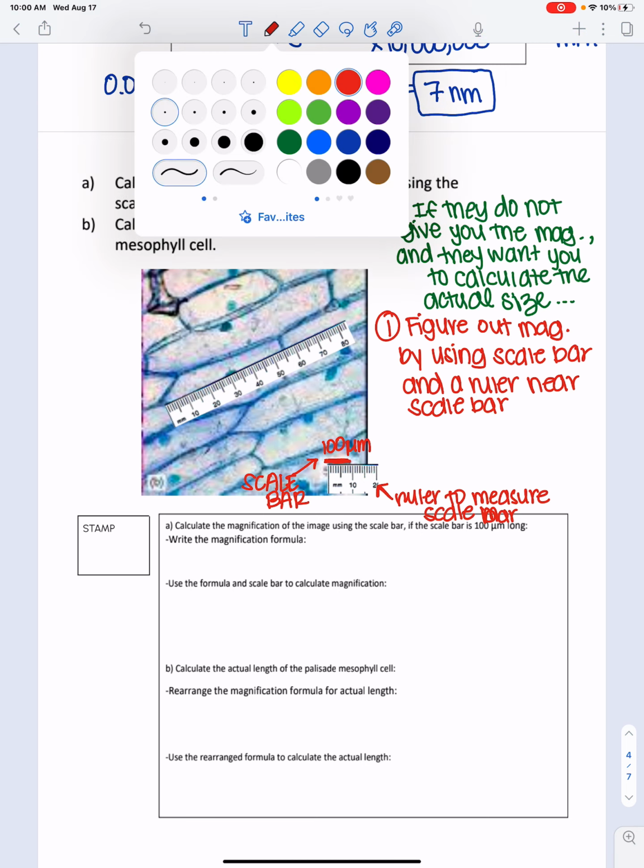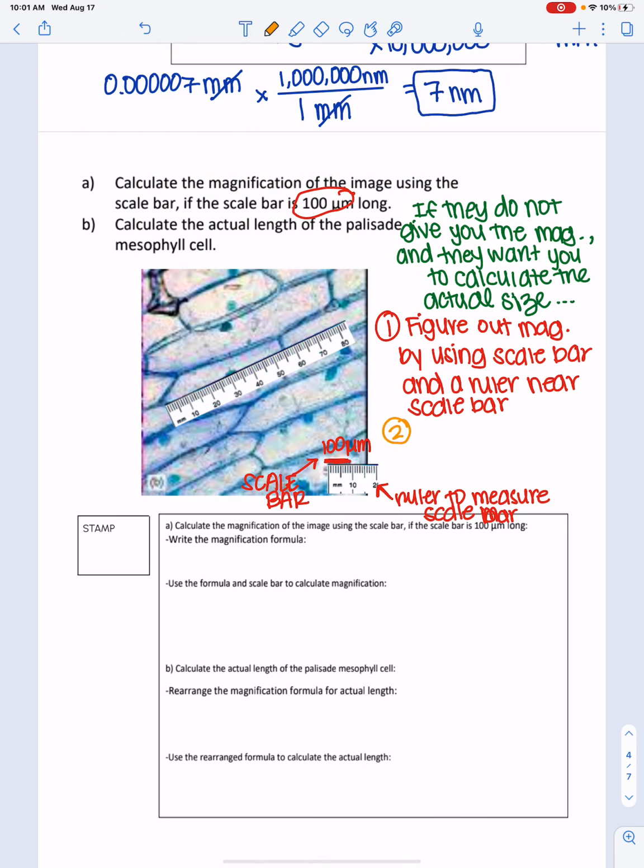The second step, after you have figured out the magnification, is you're going to use the magnification from step 1. And then you're also going to use the ruler next to the object to find the actual size. So we're going to use this ruler for step number 2.